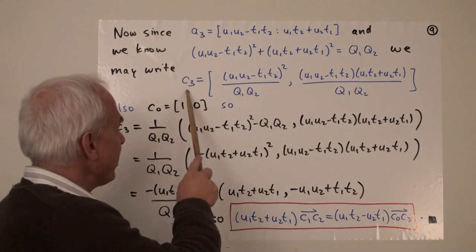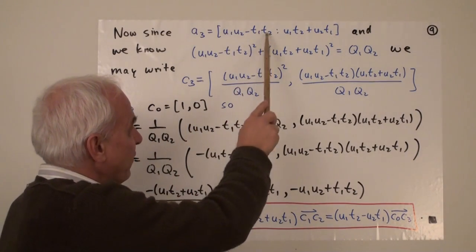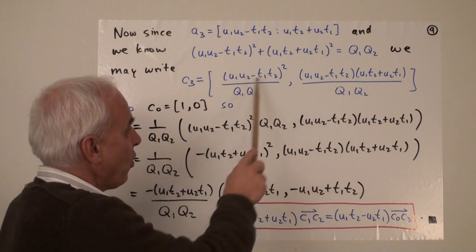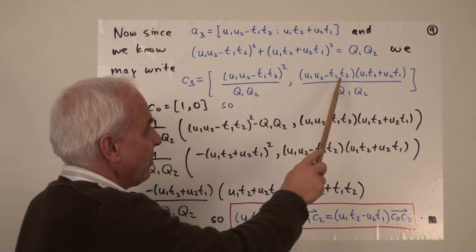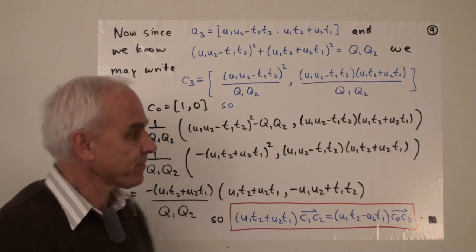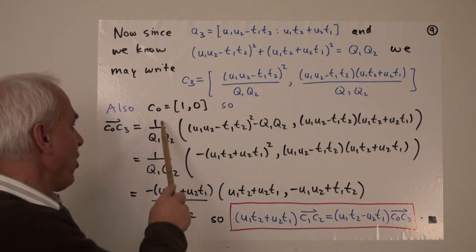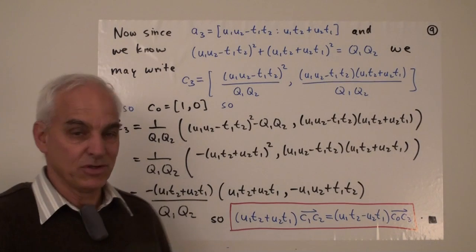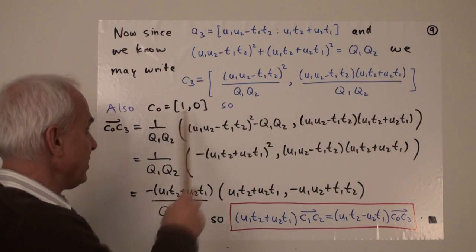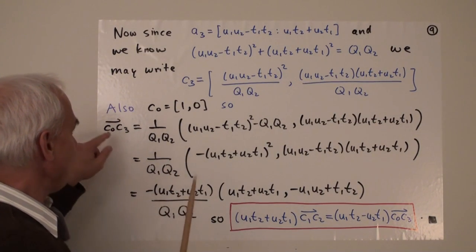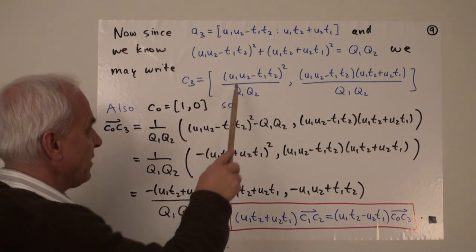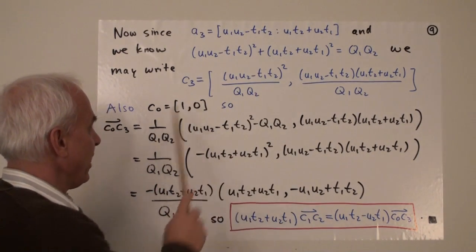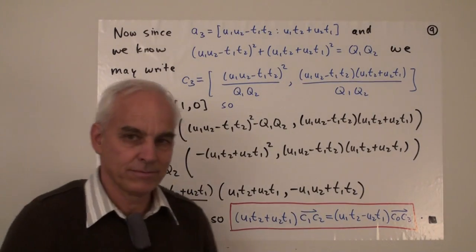So the associated point C3 is this first coordinate squared over Q1 Q2, and then the product of these two over Q1 Q2. Now the other point we need is the point 1, which we might call C0. That's the point 1, 0. And so we want to find the vector joining this point to this point. So we take the difference between these coordinates and write it as a vector.